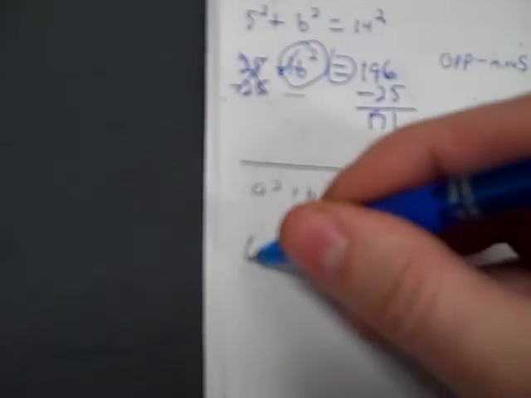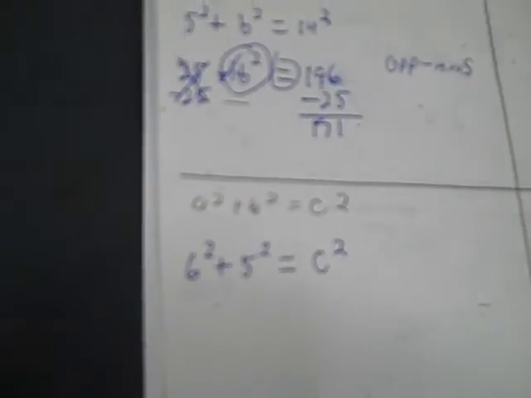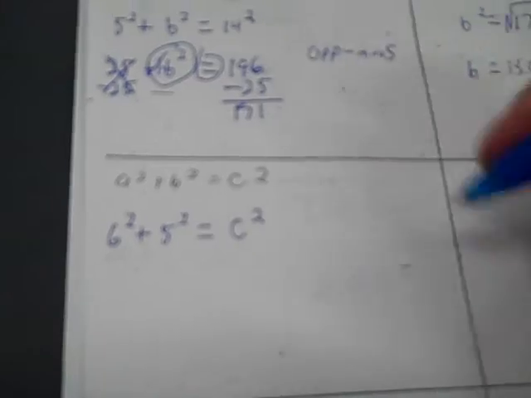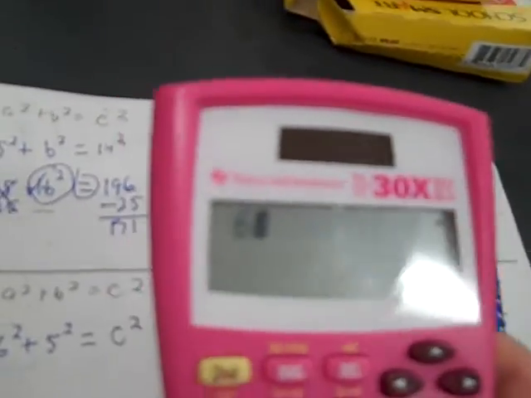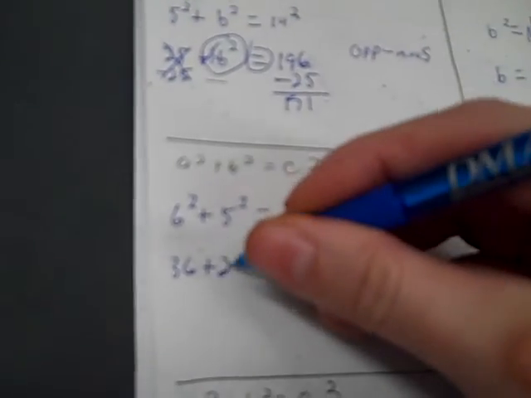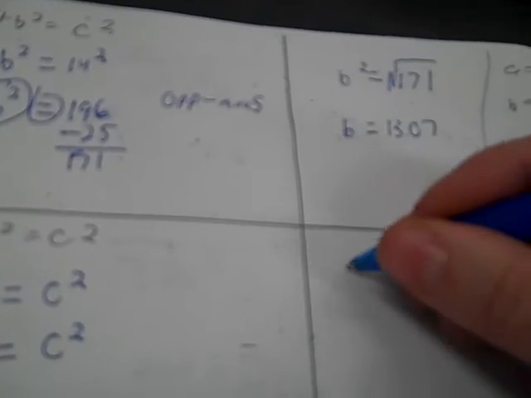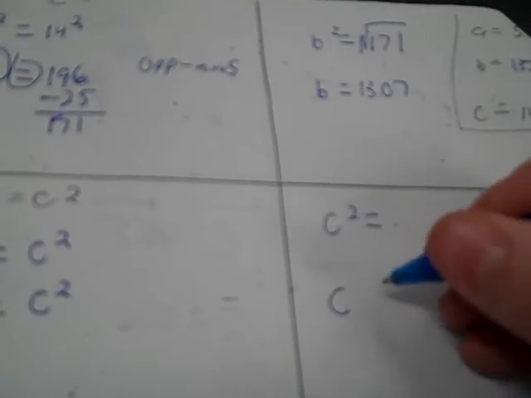Okay, my next problem, A is 6, B is 5, and I don't know C, okay? So I get rid of as many second powers as I can. 6 to the second is 36, plus 5 to the second is 25. I do not know my C, okay? But now I get C to the second equals, and then what is C equal?